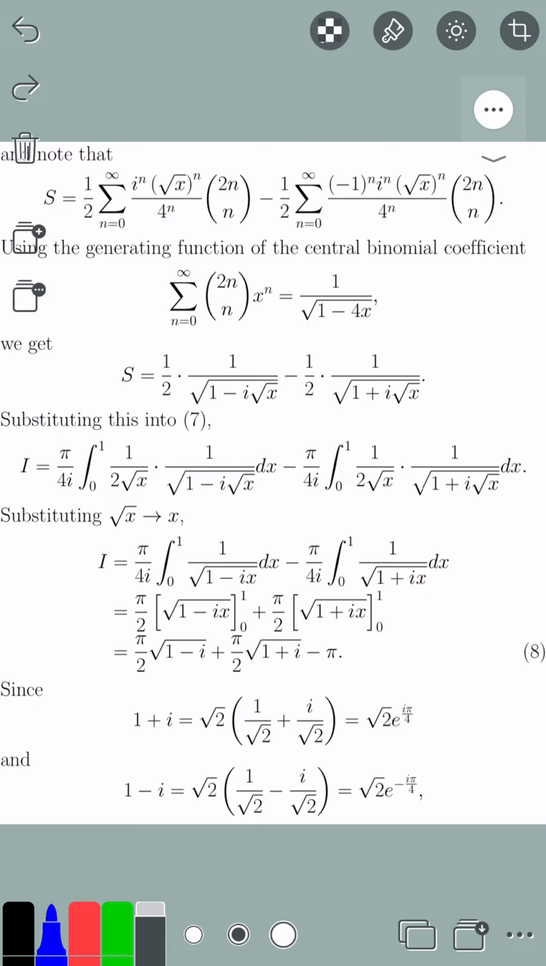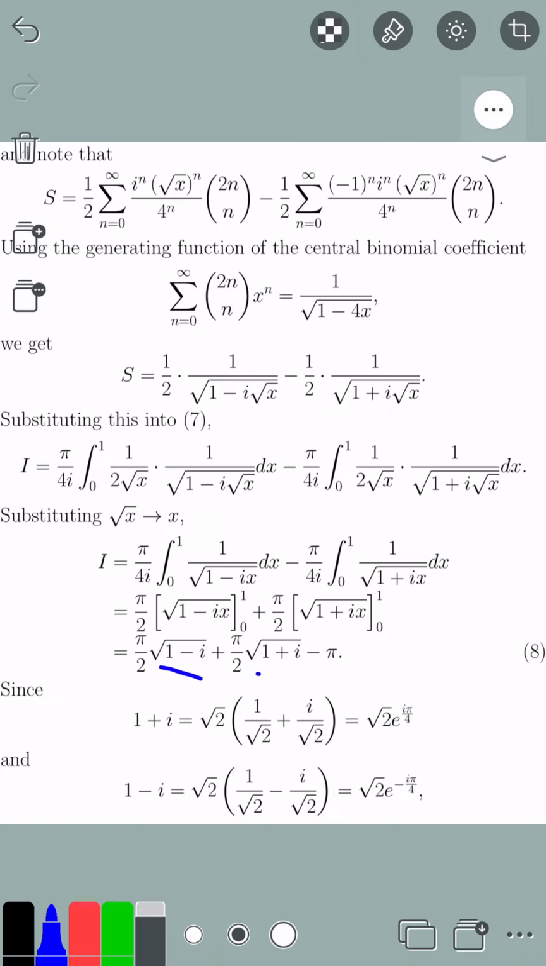And this integral is easy to evaluate. It is simply pi over 2 times the square root of 1 minus ix, for x from 0 to 1, plus pi over 2 times the square root of 1 plus ix, for x from 0 to 1. Plug in the values for x, and then we get this. So I is equal to pi over 2 times square root of 1 minus i plus pi over 2 times square root of 1 plus i minus pi. We're getting closer. Oh, this is so long.